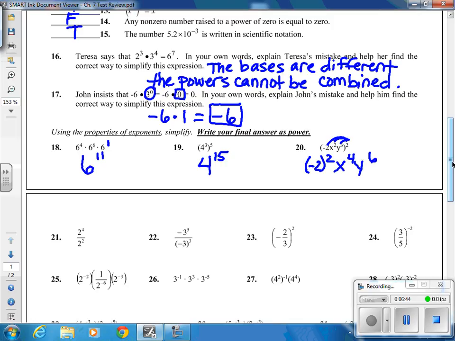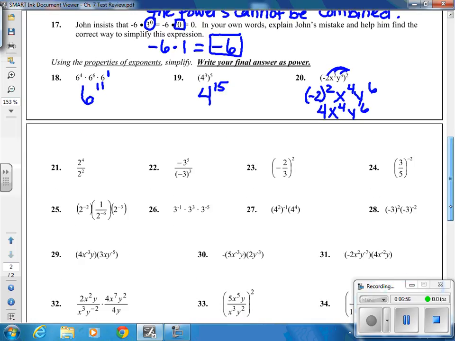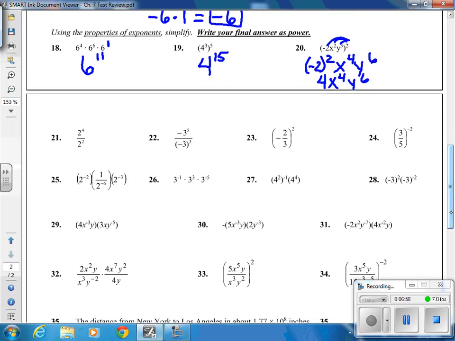Also remember that your coefficient cannot be a power, so we need to turn it into a regular number. Negative 2 in parentheses squared becomes positive 4. And then x to the 4th, y to the 6th. All right, so if you continue on to the back, right, number 21 is your division property, your quotient property. All right, I've got the same base, so I'm going to keep the base of 2, and then I'm going to subtract the exponents. 4 minus 2 leaves me with 2 squared.